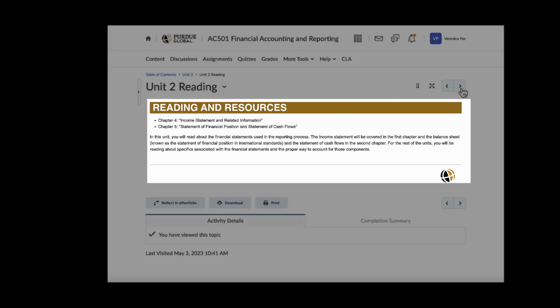In this unit, you are going to be reading Chapter 4, Income Statement and Related Information, and Chapter 5, the Statement of Financial Position, which is the balance sheet, and the Statement of Cash Flows. The income statement is covered in the first chapter, and the balance sheet is also known as the statement of financial position in international standards, remember, International Financial Reporting Standards, IFRS. And then lastly, we're going to analyze the cash flows. For the rest of the units, you'll be reading about the specific accounts associated with the financial statements and the proper way to account for these components within the financial statements.